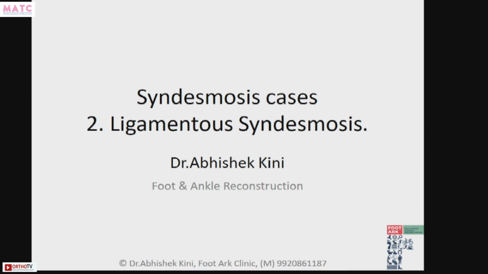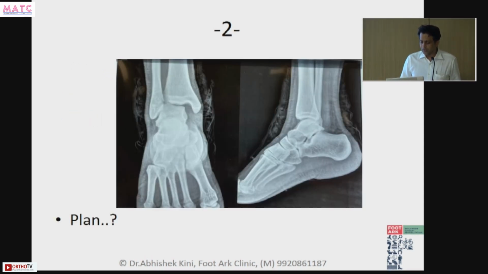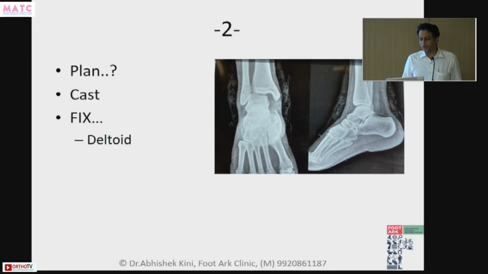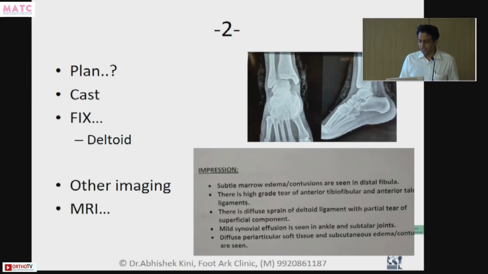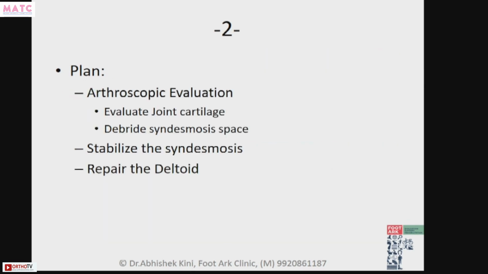Next case is of a ligamentous syndesmosis. Again, a 17-year-old male, engineering aspirant, twisting injury during football. This is what it was. Any plan? Anyone? What all do? Something is interposed in the medial clear space, so you will have to explore that. Sure, sir. Correct. So there is a medial deltoid injury, and yes, we need to explore it and then repair it. And on other imaging, we also saw that the AITFL was completely torn, and that made it an unstable injury.